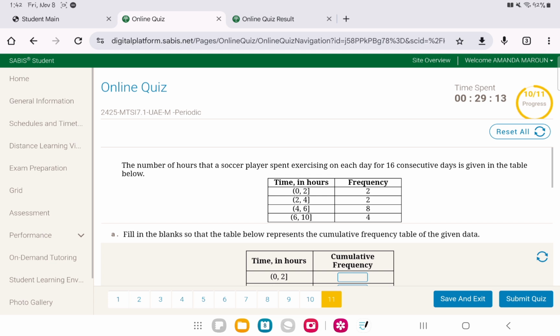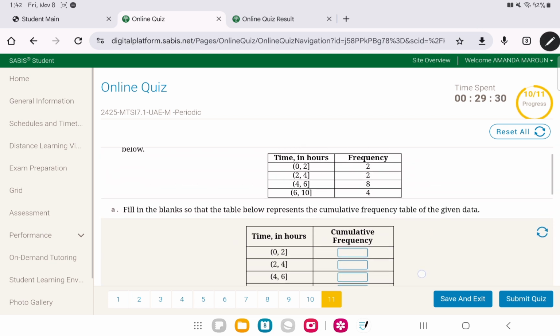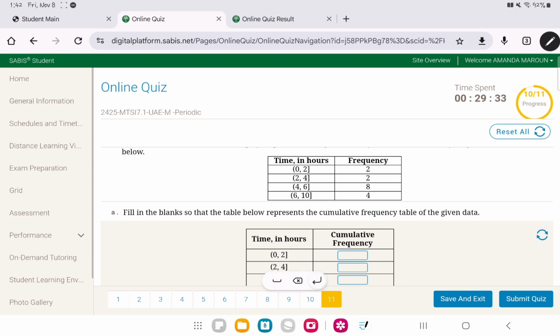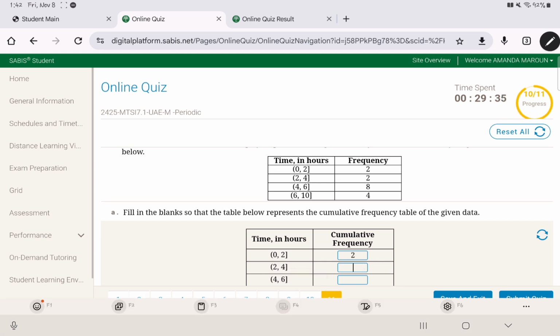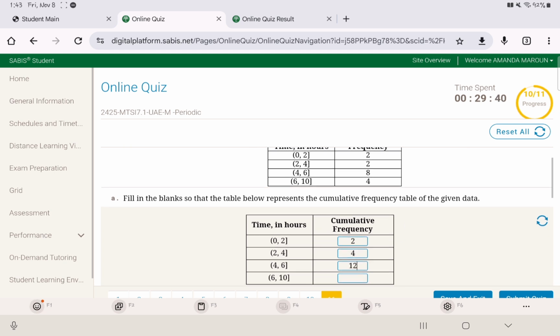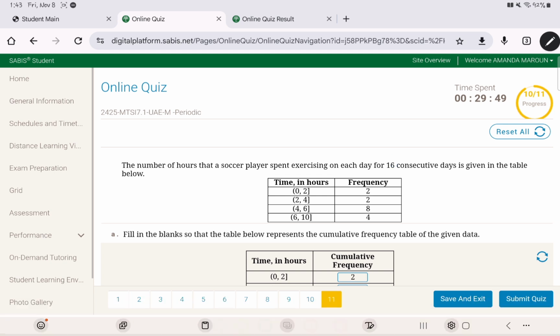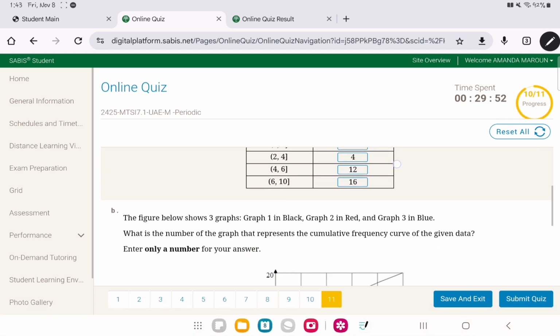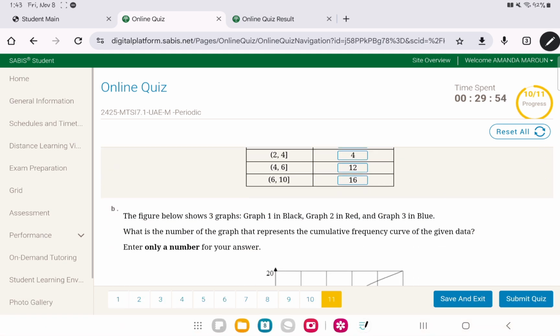The number of hours that a soccer player spent exercising on each day for 16 consecutive days is given in the table below. Okay, they need us to find the cumulative frequency. So very simply, we start with 2, then 2 plus 2, that is 4, then 4 plus 8, that is 12, and then finally 12 plus 4, that is 16. Now, remember, in the cumulative frequency, the last number you get should be the total. So here the total is 16. The last number we got is 16. That means we are doing it correctly.